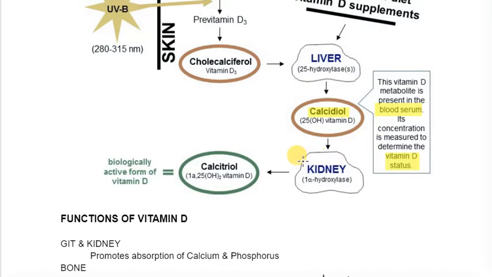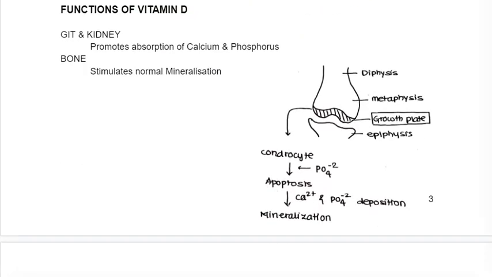Then it travels into the kidney, and here 1-hydroxylase acts on it. From the kidney, it then gets converted into the biologically active form of vitamin D, which is known as calcitriol. So we should know that cholecalciferol is a provitamin which is D3, and the biologically active form is calcitriol. And now let's see the functions of vitamin D.